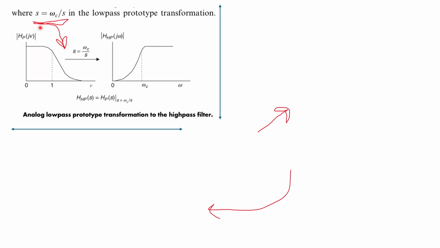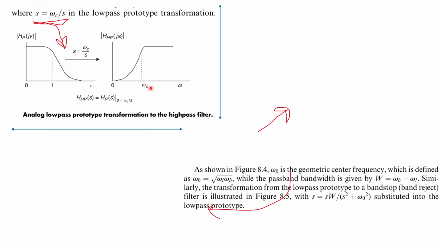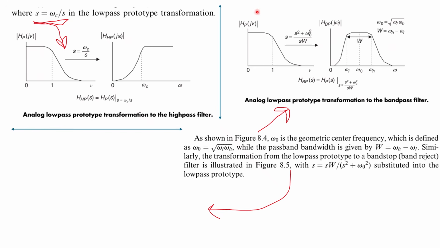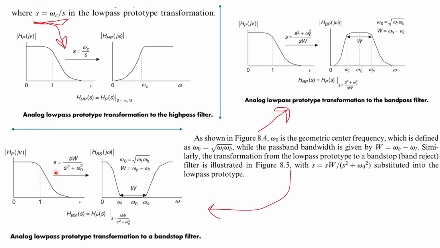If you replace s = Ω_c / s, then we can convert into the high pass filter, right? Similarly, if we use s = (s² + Ω₀²) / (sΩ), you will get the band pass filter. And with the same prototype, replacing s with the inverse of this quantity, you will get the band stop filter, right? So nothing more: just check the previous slide, the 1 over s plus 1, change the values of s, replace, and get the different types of filters. So these are the high pass, band pass, and band stop types of filter.